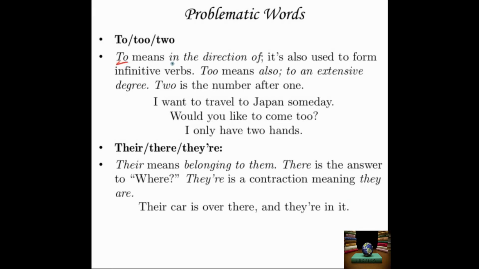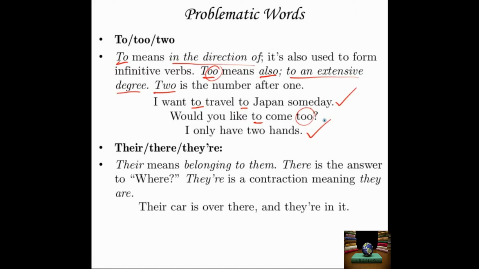All right, to, too, and two. To, with one O, means in the direction of. It's also used to form infinitive verbs: to run, to walk, to think. Too, with two O's, means also or to an extensive degree. So just remember, if there's a lot of something, there's too much, you've got the double O. Or if you're adding one more, I want to come too, you add the double O for company. Two with a W is the number after one. So I want to travel to Japan someday. Would you like to come too? Would you like to come along? Be the extra O in my too. And I only have two hands.